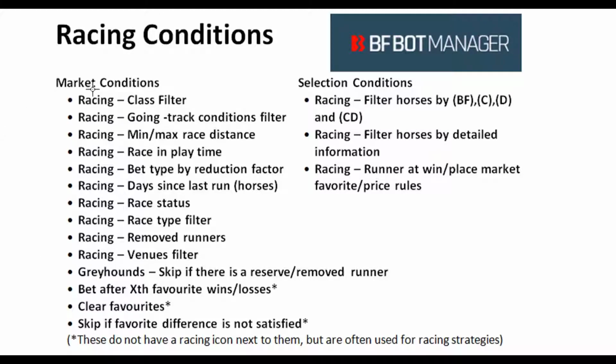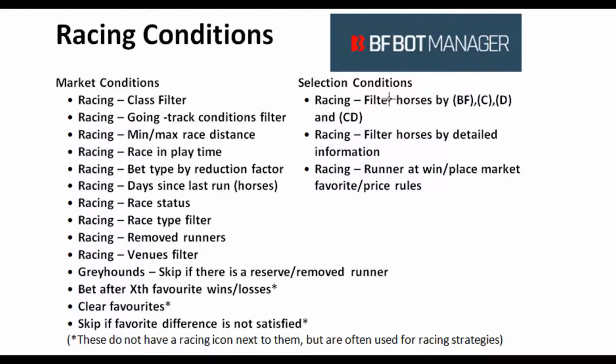There are many racing conditions in the Market Conditions area and the Selection Conditions area that we can add to our strategies. Here we can focus on different aspects such as class filter, going conditions, race distance, in-play time, reduction factor, days since last run, race status, the race type, removed runners, venues filter, skipping if there's a reserve or removed runner, betting after the X favourite wins or loses, clear favourites, skipping if a favourite difference is not satisfied. These three do not have a racing icon next to them, but are very useful when making racing strategies.